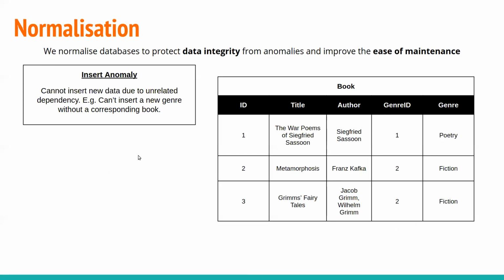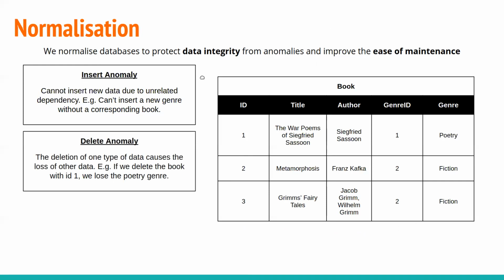The next kind of anomaly is the delete anomaly. What happens with the delete anomaly is that when we delete a row or a record from our database, we end up unintentionally deleting another kind of data. I'll give you an example. Let's say one day management came down and said, please remove the war poems of Siegfried Sassoon from the database.